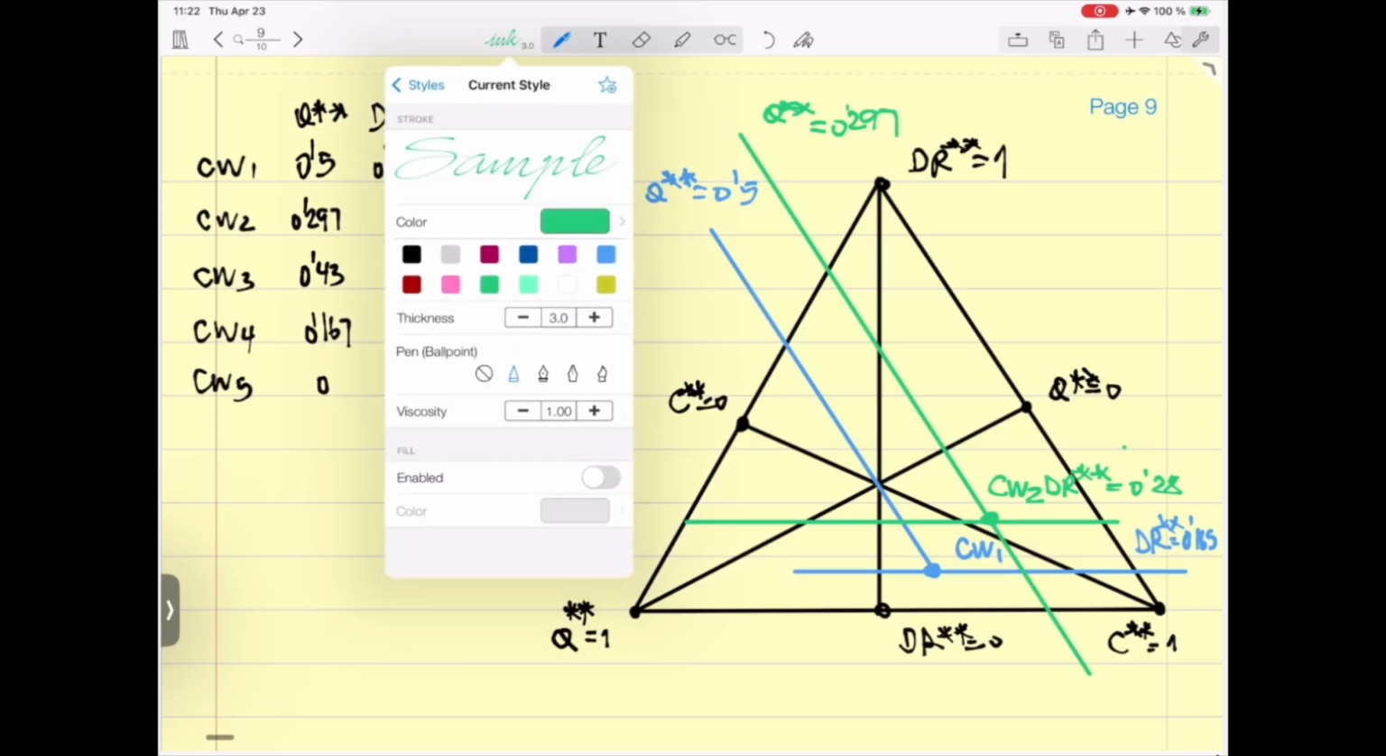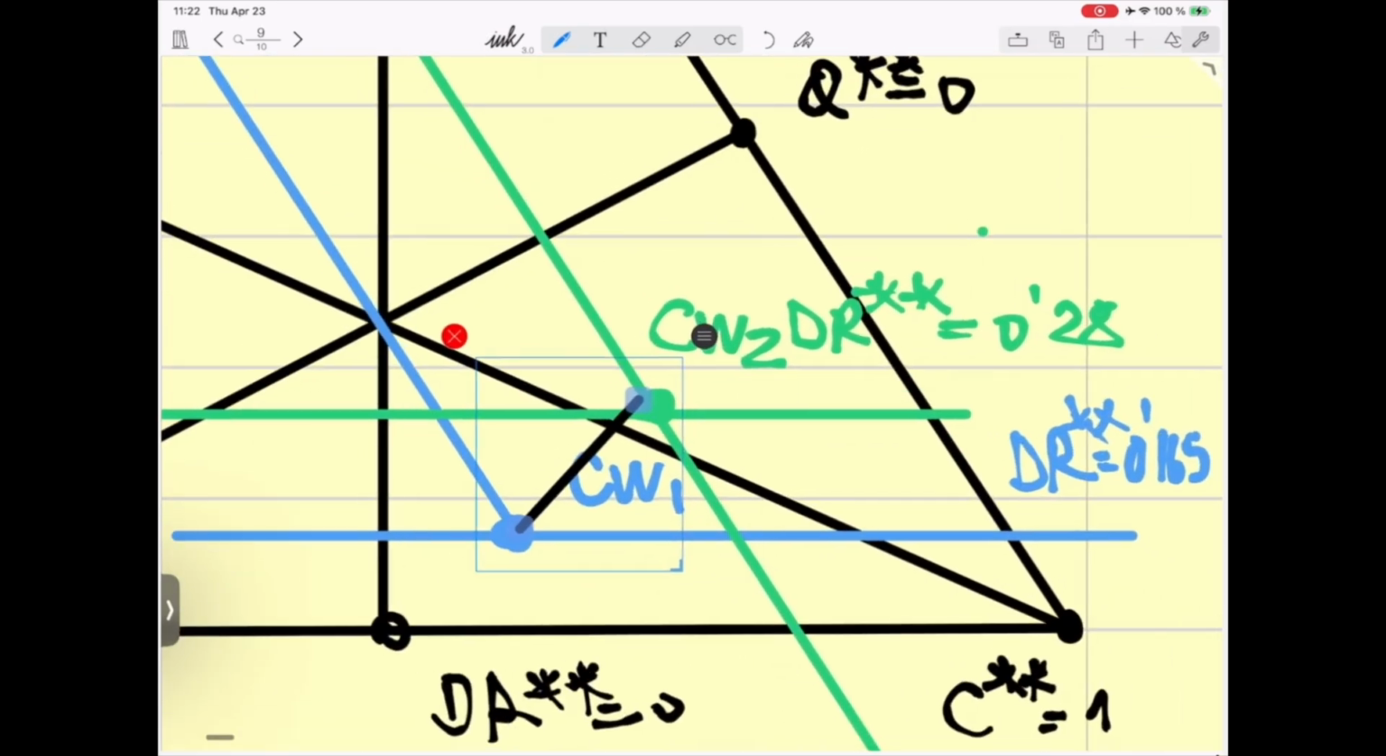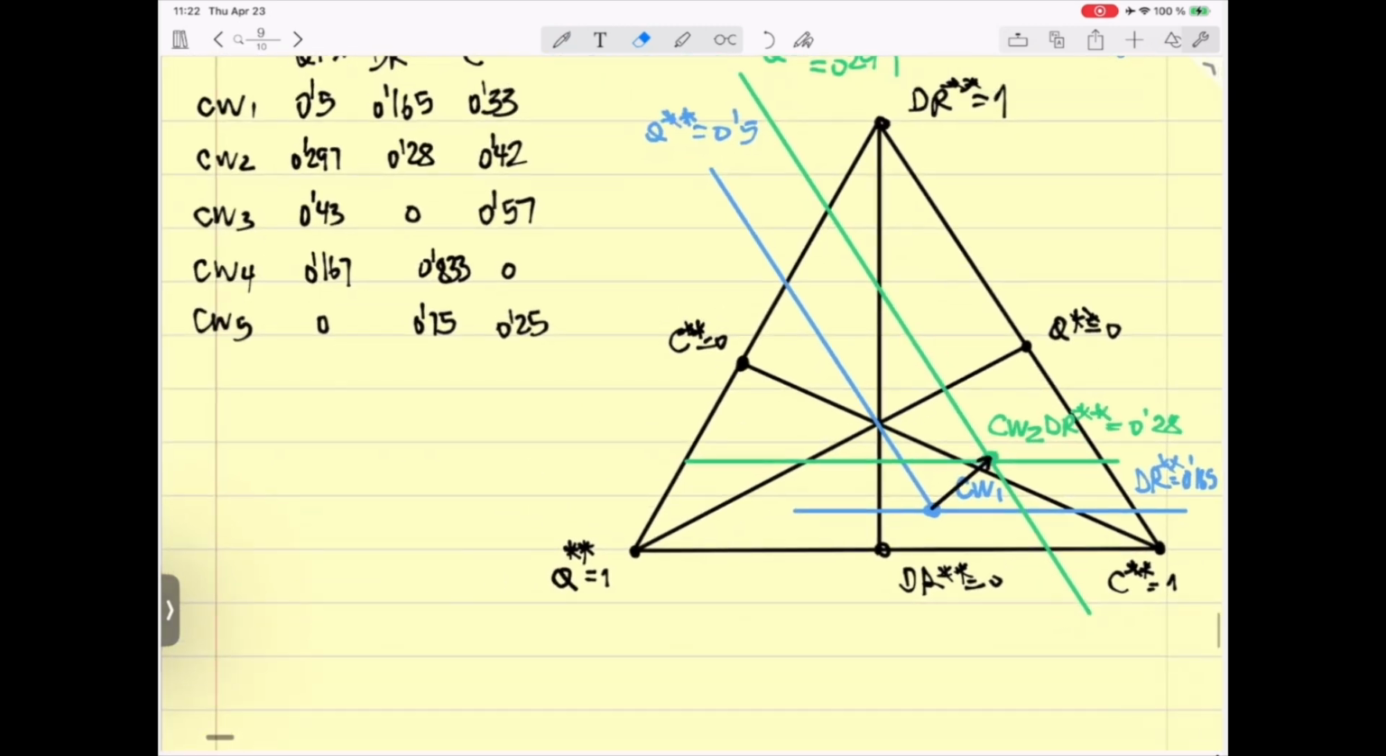So de facto, our system is moving from calendar week 1 to calendar week 2 in this manner. Okay, so this way. And this is the dynamics of the organization.